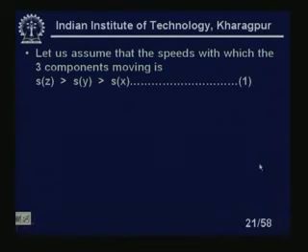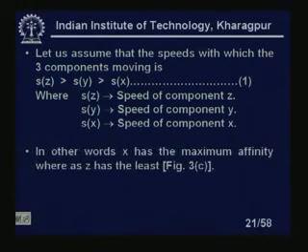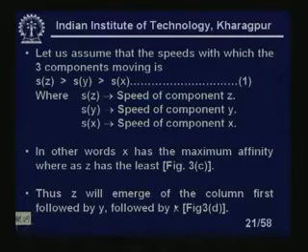Let us assume that the speeds with which the three components move are Sz more than Sy more than Sx, where Sz is the speed of component Z, Sy is the speed of component Y and Sx is the speed of component X. In other words, X has the maximum affinity. Affinity is different for the different components, where Z has the least affinity. This is shown in figure 3c. Thus, Z will emerge from the column first, followed by Y and then X. This is given in 3d.